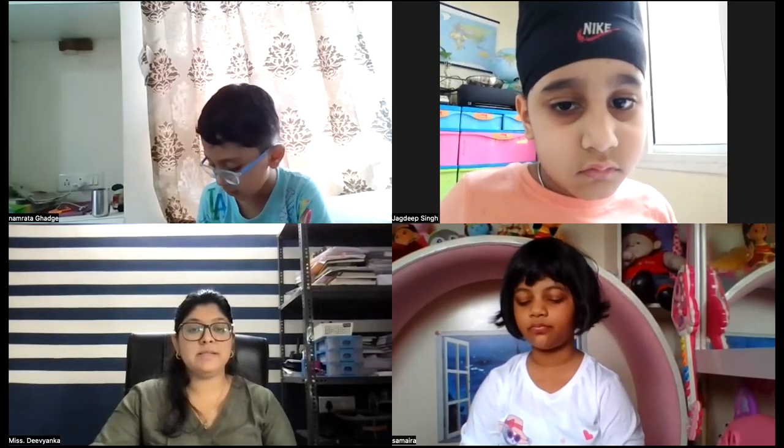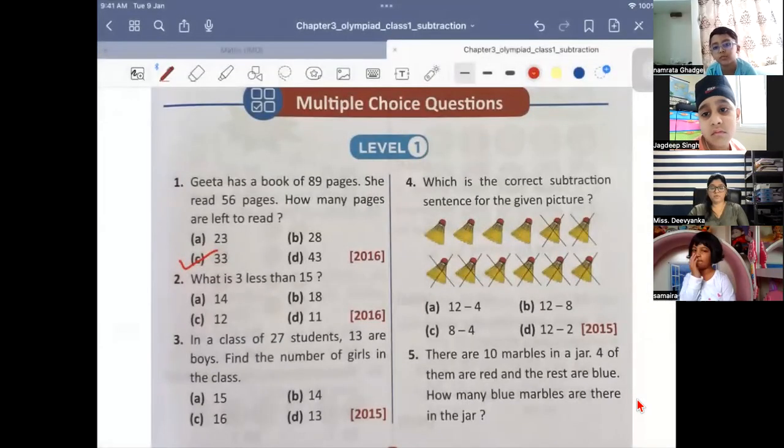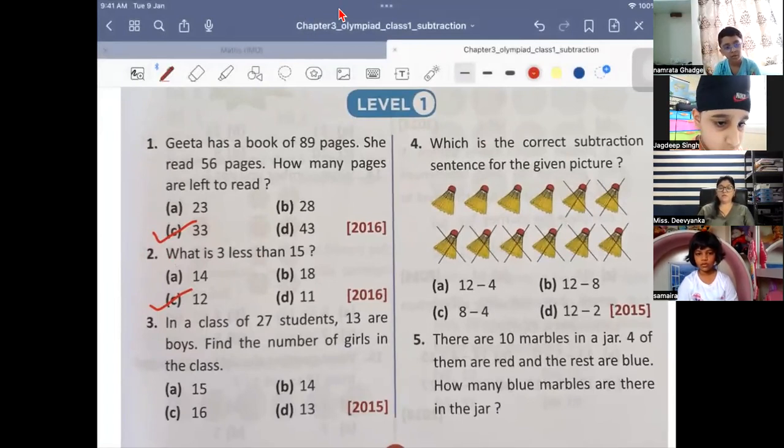Just 1 second. The screen sharing has stopped. 1 minute. Something's wrong with this. 12 is the correct answer, darling. 1 second. Okay, are you able to see it? Yes, ma'am. Chalo, let's start. 12 is the correct answer. Now, number 3. In a class of 27 students, 13 are boys. Find the number of girls in the class.